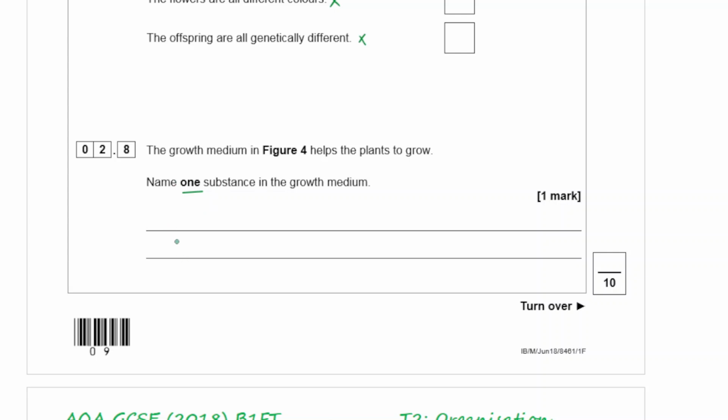So what would you actually have? Well, if plants are growing, the main thing they would need is glucose. So you could say glucose, right? You could say hormones, specifically auxins. And you could also say ions, minerals, such as magnesium. To make the chlorophyll, you need magnesium.